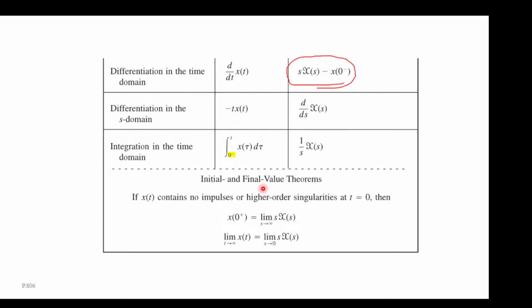And the integration in the time domain is also different. For the integration limit, you want to start from 0 minus, because you only care about your time from 0. Okay, and the initial and final value theorems look the same, but the conditions here are a little shorter. x of t is now automatically 0 when t is less than 0, because that's our assumption for unilateral Laplace transform. But it still needs to contain no impulse or higher order singularity at t equal to 0.